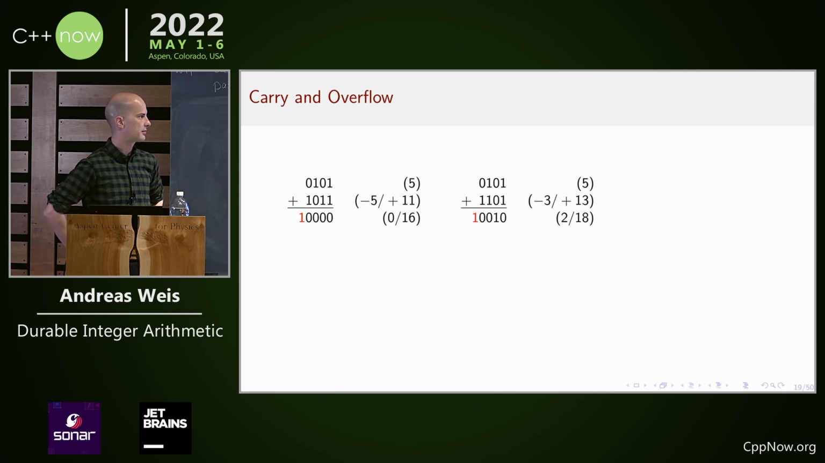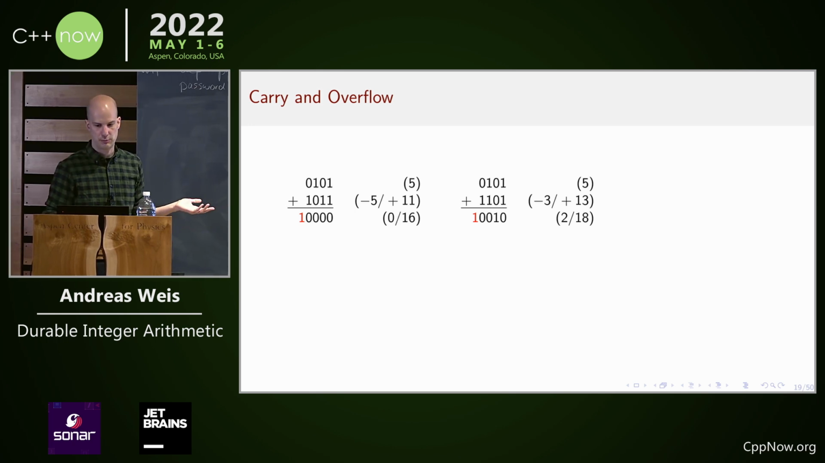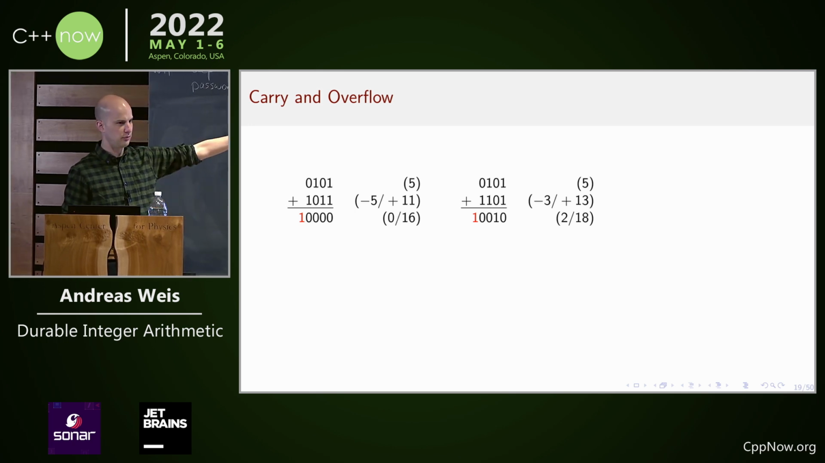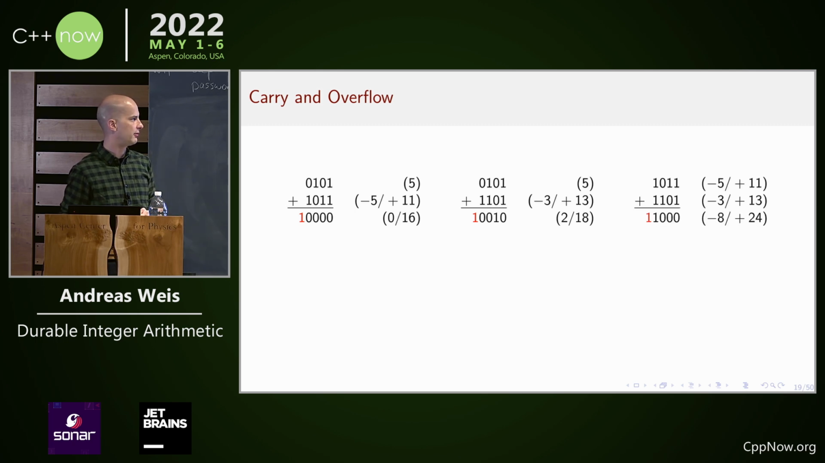Similarly for this, like 5 minus 3, again, the result is 2, right? That's a valid result. Nothing to report. But I do have a red 1 in front, right? And I can keep going, like also the third example, still the same.